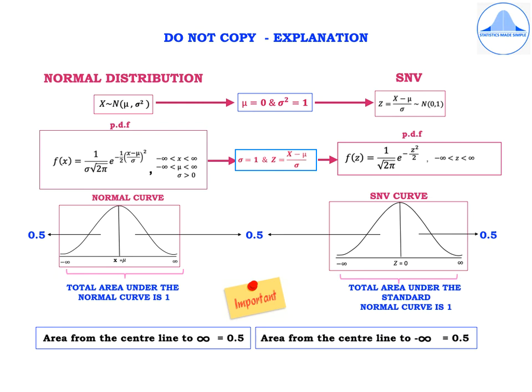Now the standard normal curve will have a shape very similar to the normal curve. So you have to draw a bell-shaped curve, and now the center line will be z equal to 0 and the extremities will be minus infinity and infinity. Now even here, the total area under the standard normal curve will be 1. That means from minus infinity to infinity, the area will be 1, and the area from the center line to minus infinity will be 0.5, and the area from the center line to infinity will also be 0.5.